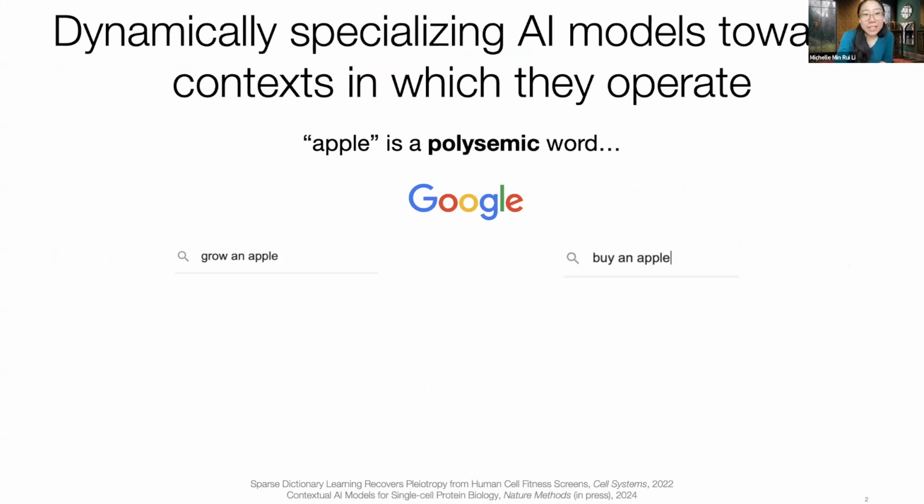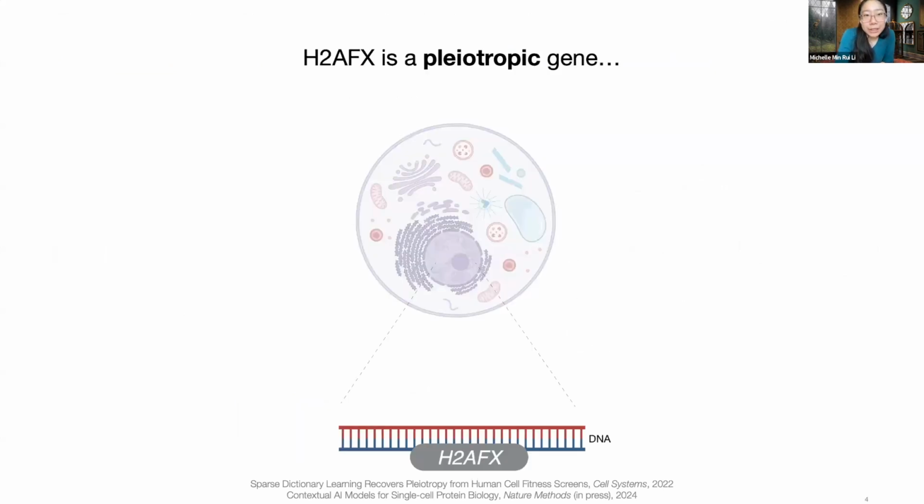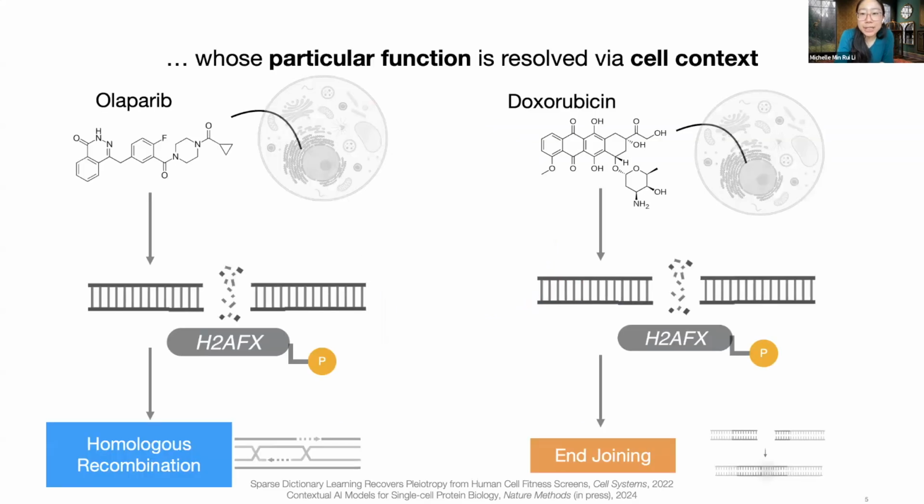So first of all, what is context and why do we need it? So let's take apple, for example. If we were to use it in two different sentences, grow an apple, buy an apple, would we get the same autocomplete recommendations from Google or ChatGPT? No, because apple means different things depending on its sentence. Now, the same is true in biology. So H2AFX is a gene that has many functions depending on its cellular context.